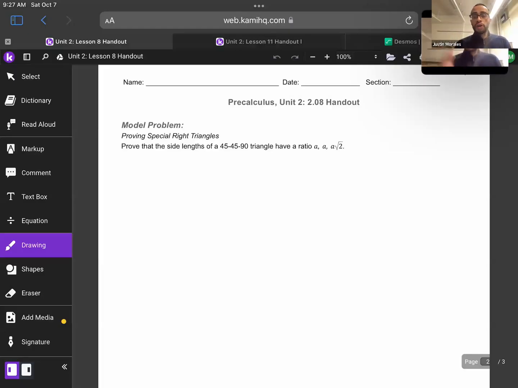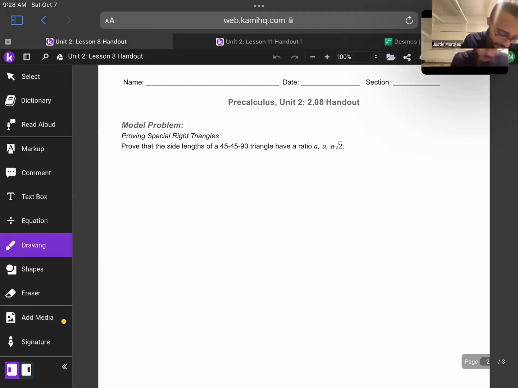So in the last video or last class, we realized the special relationship in the 30, 60, 90 right triangle. And because we did a generalized proof to come to that realization, we know that it is true for every 30, 60, 90 right triangle. Today, we're going to do the same now for a 45, 45, 90 right triangle. Now, we want to prove that the ratio of the sides are A radical 2.